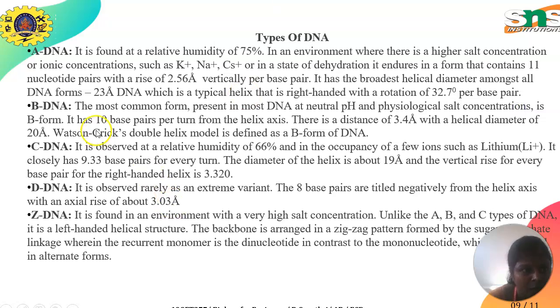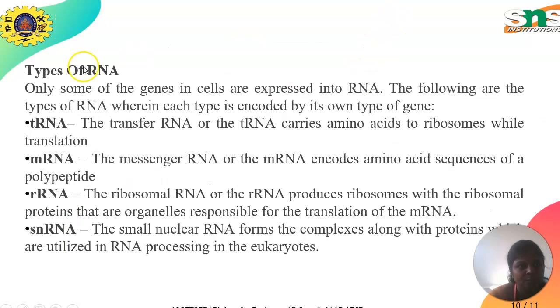The types of DNA are A-DNA, B-DNA, C-DNA, D-DNA and Z-DNA. The types of RNA are tRNA, transfer RNA, mRNA, messenger RNA, rRNA, ribosomal RNA, and snRNA, which is small nuclear RNA.